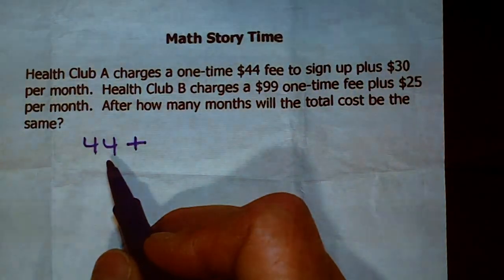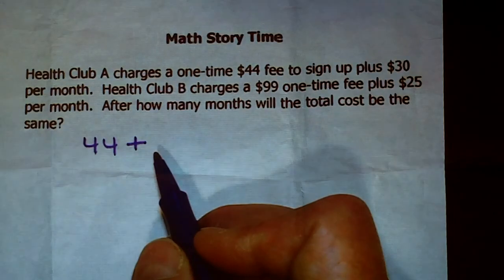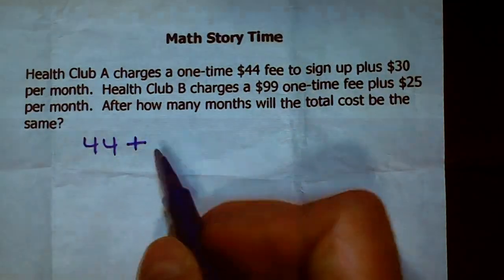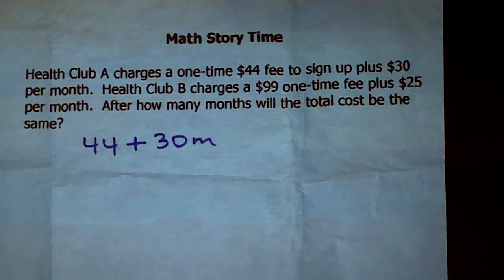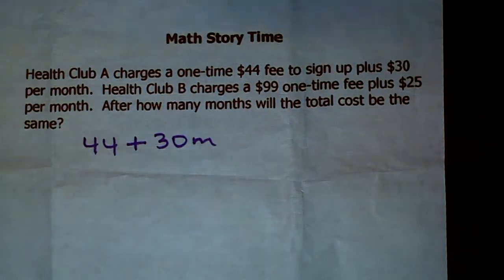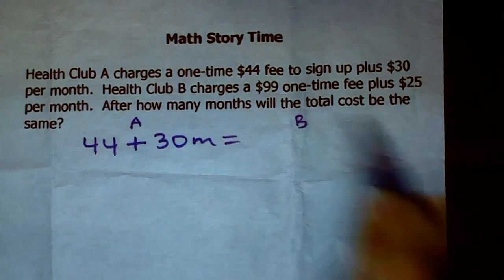Now, I didn't tell you how many months, but if I went for 1 month, I'd pay 30 times 1. And if I went for 2 months, I would pay 30 times 2. And 3 months would be 30 times 3. So we're just going to say we went for M months because we are trying to figure out what M is. We're trying to figure out how many months will it take for them to be the same. So this is Health Club A. I want to know when it's equal to Health Club B.